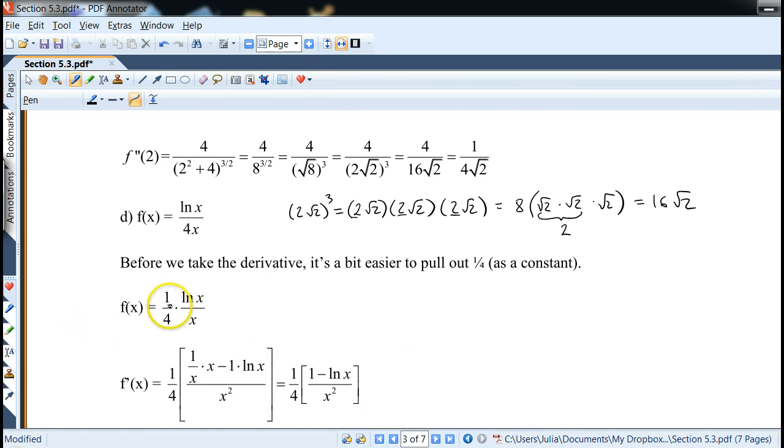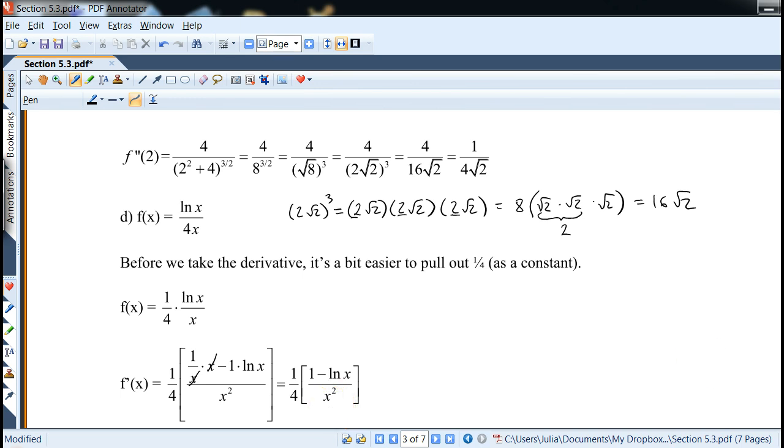Okay, so here's what I did. I kept 1/4 as a constant. Then I just did quotient rule of ln of x over x. So again, the denominator squared, which is x squared. Then if you recall, derivative of ln of x is 1 over x times the bottom, which is x, minus derivative of the bottom, which is 1 times the top, ln of x. So the simplified version, x's cancel out. So you end up with 1/4 times (1 minus ln of x) over x squared.